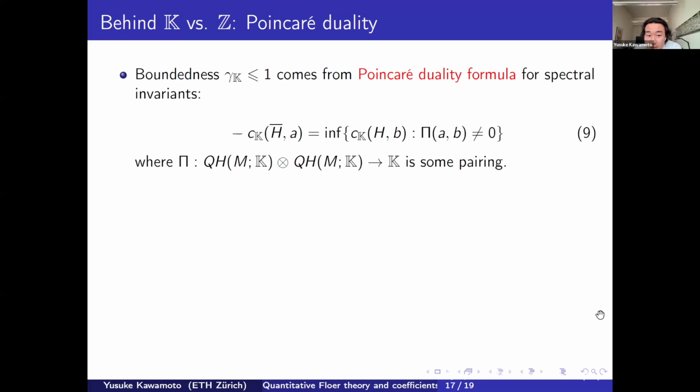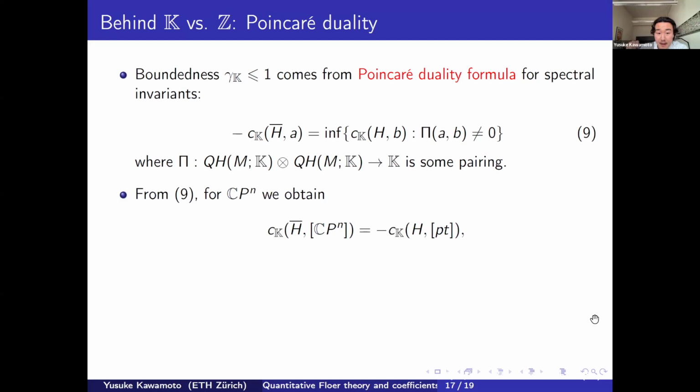I'm not going to define this pairing, but for CPN, this formula is super easy to apply. Just for degree reasons, there's only one class that pairs in a non-trivial way. And by using that, you get that the spectral invariant for the fundamental class for the inverse Hamiltonian is actually minus the spectral invariant of H for the point class. This is a consequence of this Poincare duality formula.